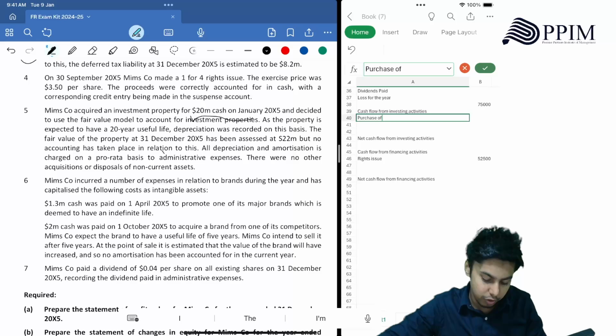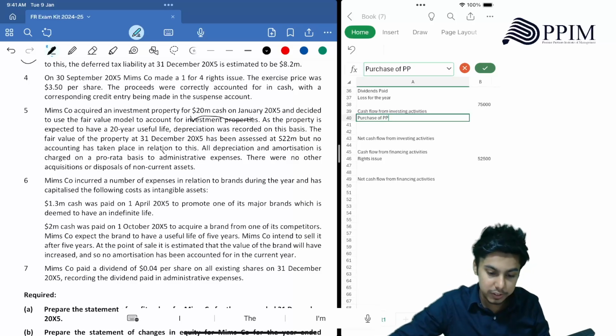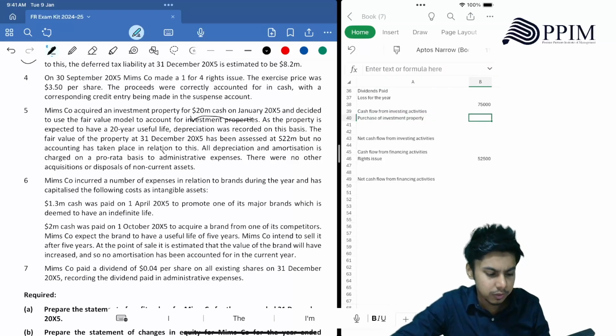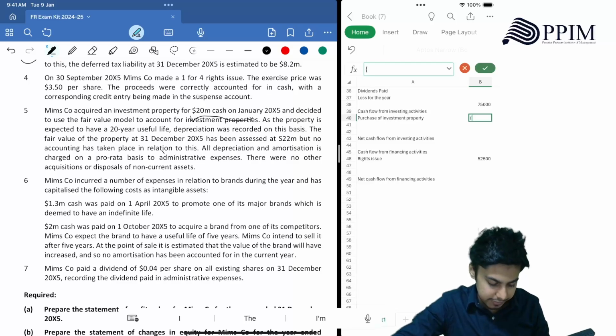Purchase of PPE or purchase of investment property. Better write it properly. Purchase of investment property. And what's the answer for that one? Minus 20 million. Done.